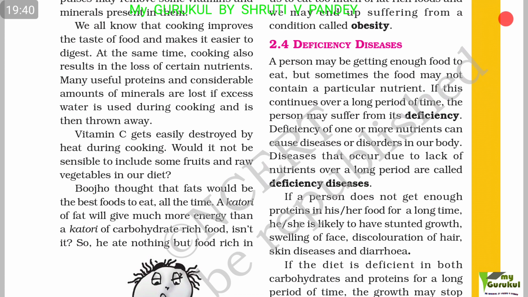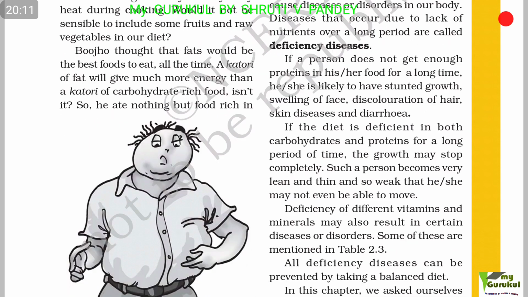Deficiency diseases. A person may be getting enough food to eat, but sometimes the food may not contain a particular nutrient. If this continues over a long period of time, the person may suffer from its deficiency. Deficiency of one or more nutrients can cause diseases or disorders in our body. Diseases that occur due to lack of nutrients over a long period are called deficiency diseases.